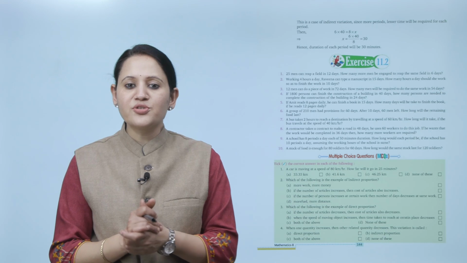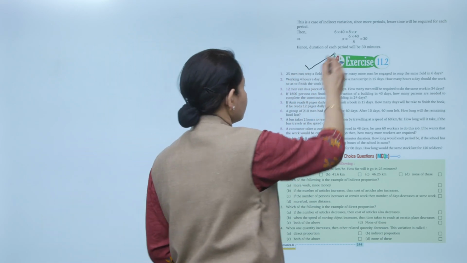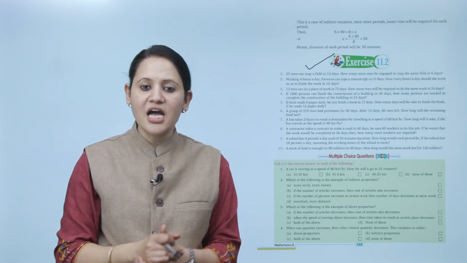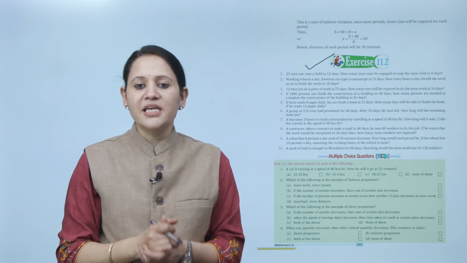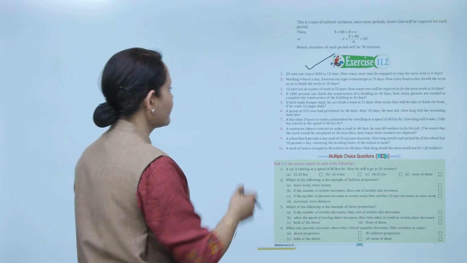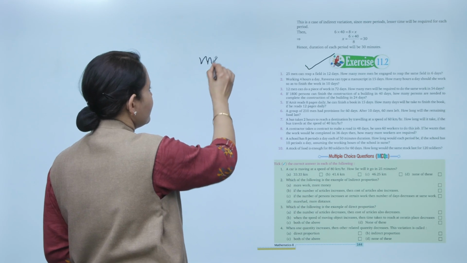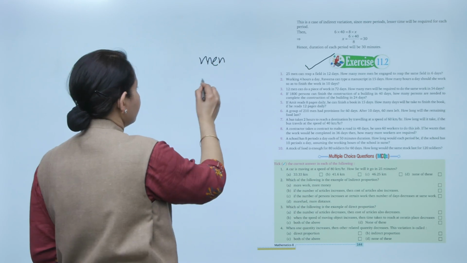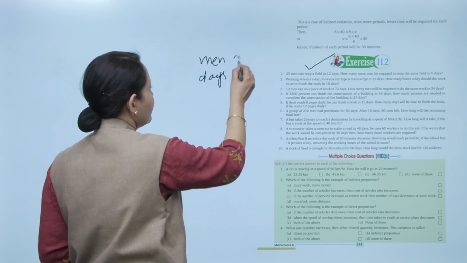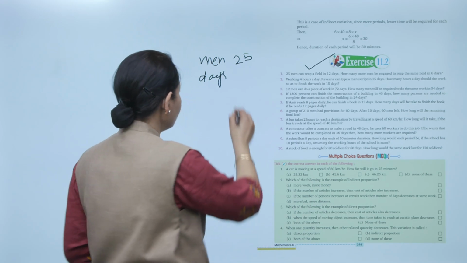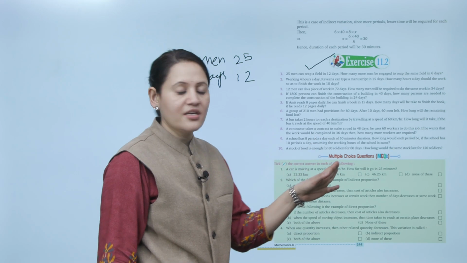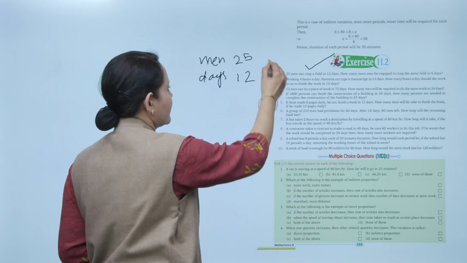Next is exercise 11.2. 20 men can reap a field in 12 days. How many more men will be engaged to reap the same field in 6 days? So here number of men and days. Number of men 25, then the days are 12. Here we have to find the number of men to complete the work in 6 days.